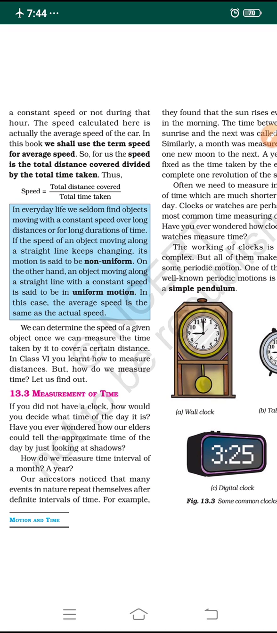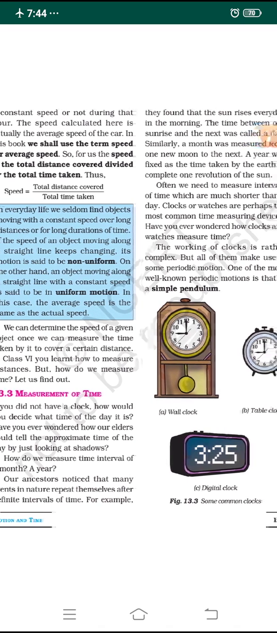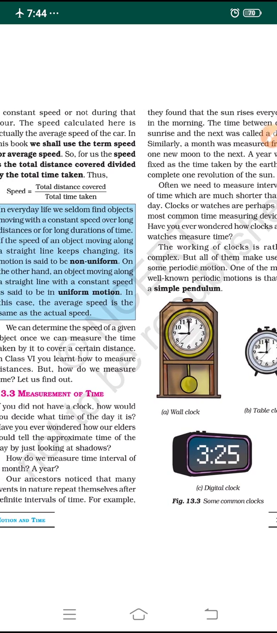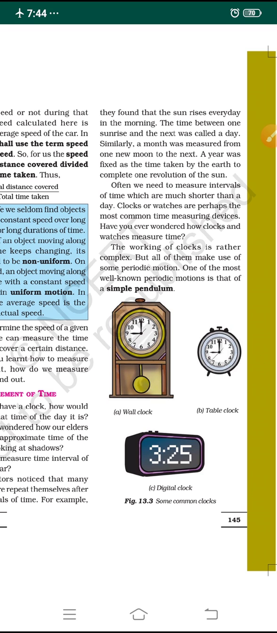So how do we measure the time interval of a month or a year? Our ancestors noticed that many events in nature repeat themselves after definite intervals of time. For example, the sun rises every day. Today it rises in the morning, again the next day, and again the next day. It is a repeated action, so they knew the time period of that.